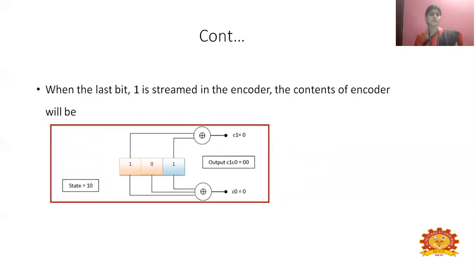So the last bit 1 is streamed into the encoder. So now the state is changed to 1, 0, because this orange portion represents the state of the encoder. And here in the upper modulo 2 adder, the inputs are 1 and 1. So now the output will be C1 equal to 0. And here C0 is the modulo 2 operation of these three inputs, 1, 0 and 1. Now we get C0 equal to 0. So therefore, the output of the encoder will be 0, 0.